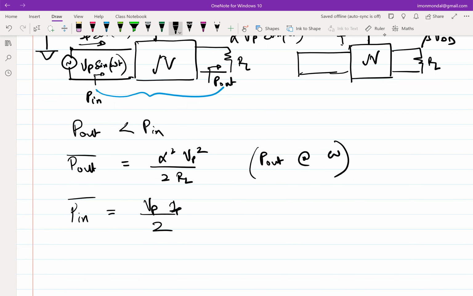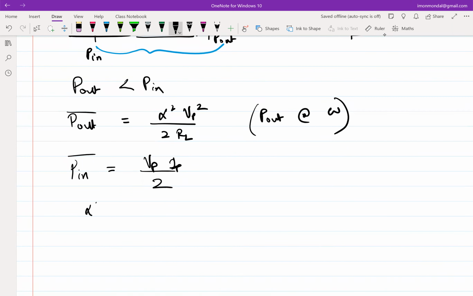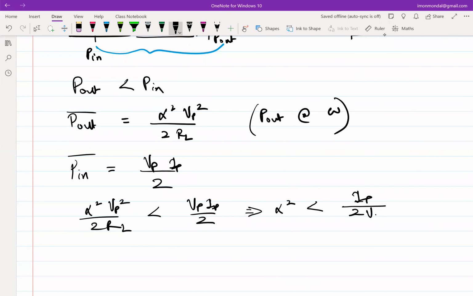Okay, so now what does passivity tell us? Passivity is telling us that alpha squared Vp squared by 2RL is less than Vp IP by 2. So this is the condition that is imposed, which means alpha squared is less than IP by 2 Vp times RL. This is the condition imposed by passivity. Now alpha will be less than 1 if there is a certain relationship between IP and Vp, right? So that's coming back to your question, but it need not necessarily be that alpha should be less than 1.